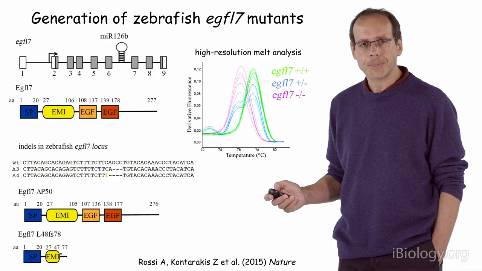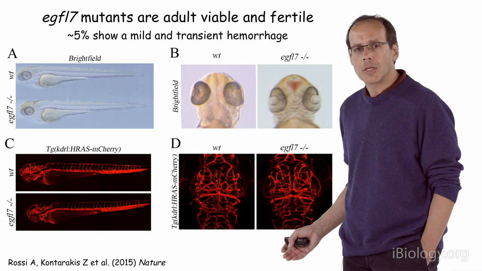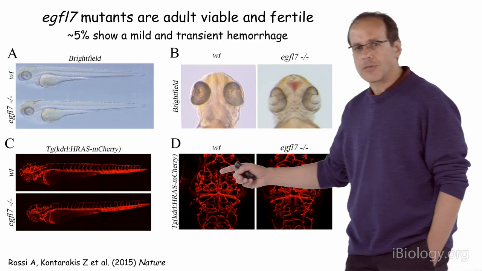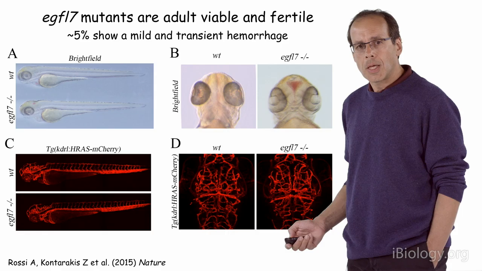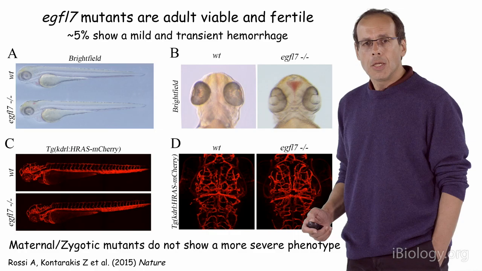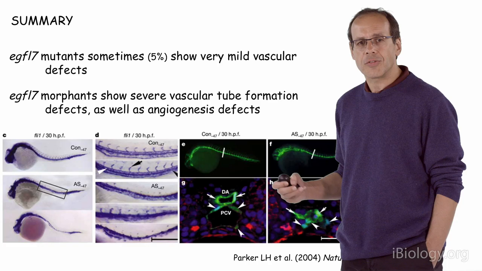So, much like the mouse mutant, the zebrafish mutant shows very mild, if any, phenotypes. Only about 5% of the mutants show this transient hemorrhage that you can see here in the head of a mutant, but essentially, looking at both the trunk as well as the head vasculature, one sees no discernible or no major phenotype. We also made and analyzed maternal zygotic mutants, and these did not show a more severe phenotype than the zygotic mutants. So essentially, we now have a situation where the mutants in zebrafish, much like the mutants in the mouse, show very mild vascular defects, if any. Only about 5% of mutants show this defect.